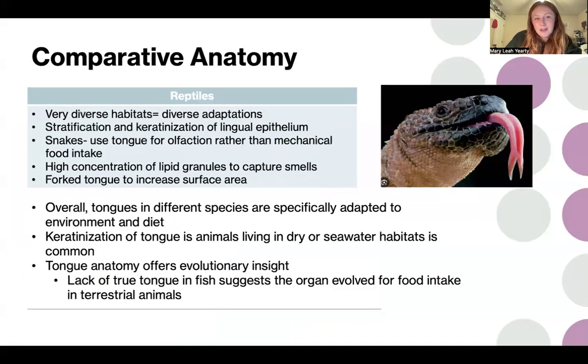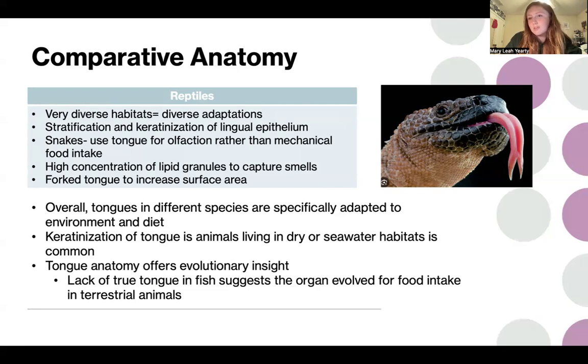And then finally, reptiles. Reptiles have very diverse habitats, so very diverse adaptations of their tongues. They commonly have stratification and keratinization of the lingual epithelium. In fact, snakes use their tongue for olfaction rather than mechanical food intake. This means they have a high concentration of lipid granules in which to capture smells and a forked tongue to increase surface area. Yet again, another fascinating adaptation and function of the tongue.